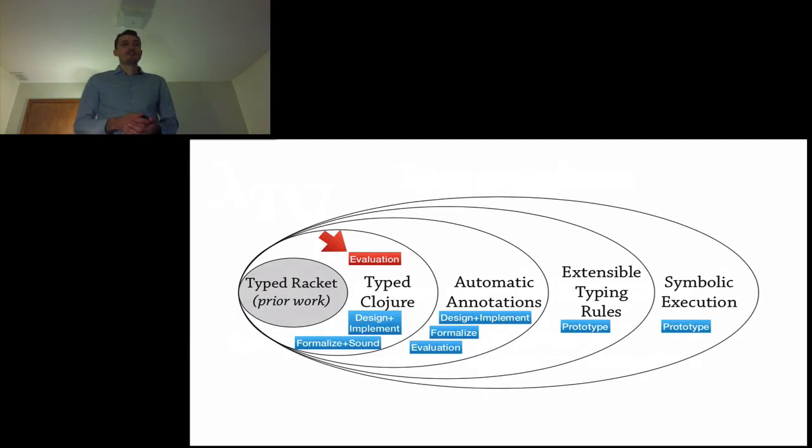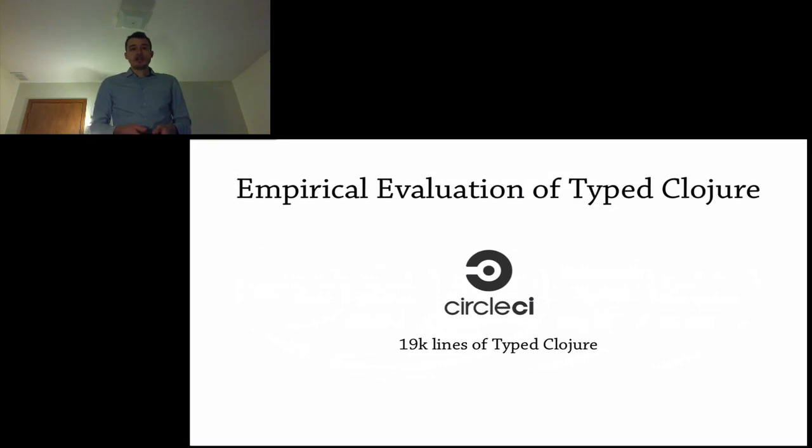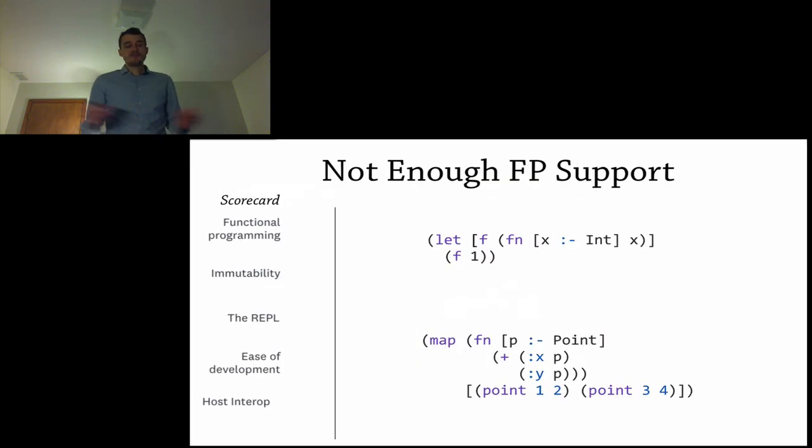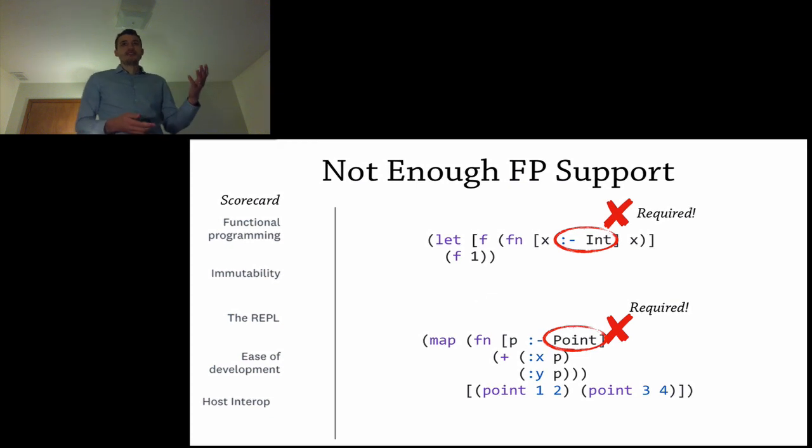Now let's look at how I evaluated the initial design of Typed Clojure. I performed an empirical evaluation of over 19,000 lines of Typed Clojure code at CircleCI. And we've already seen the good news, so here's the bad news of the evaluation. First, that there was not enough functional programming support to make functional programming fun or enjoyable because there were too many annotations. You can see this first expression, all it does is bind f to be the identity function and call f on 1, but you have to annotate the identity, the fact that x takes an int.